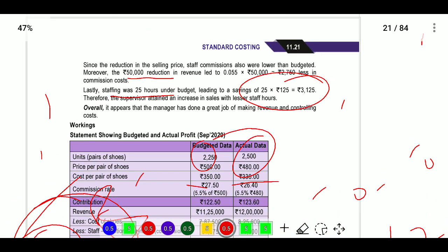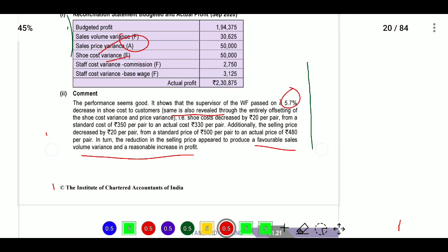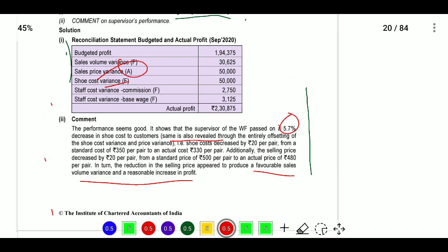Next, overall it appears that the manager has done a good job. He has done a good job.